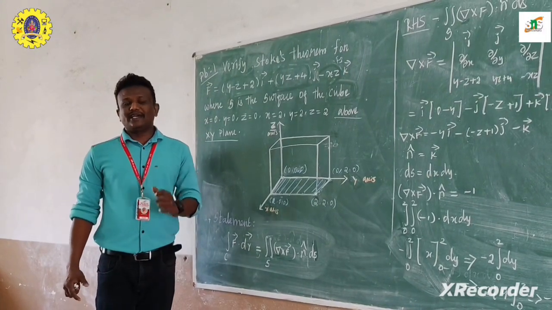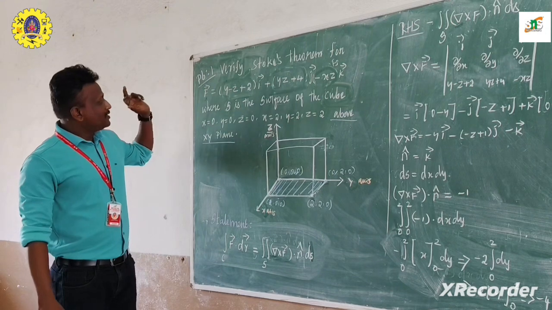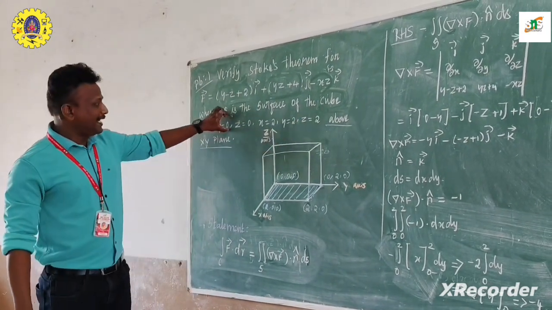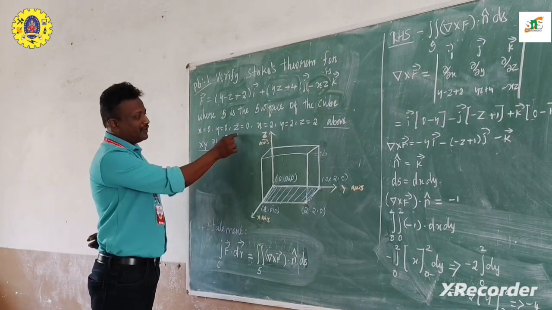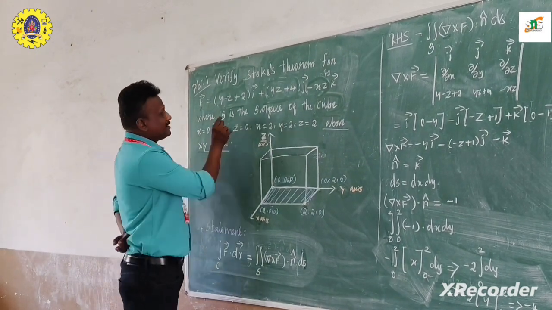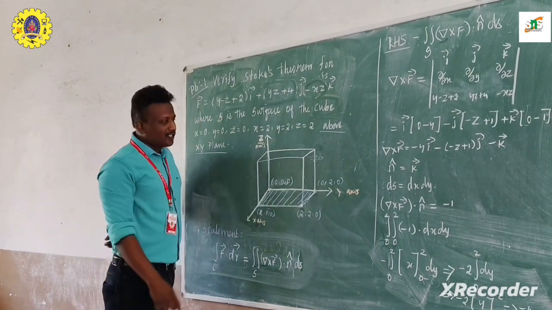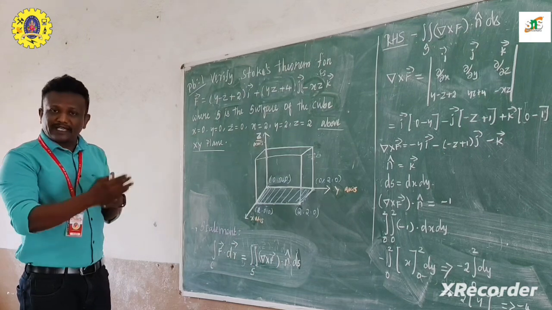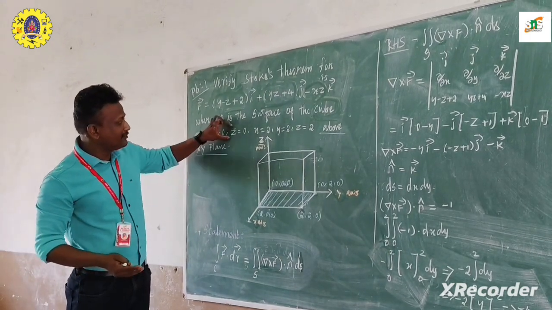Hello everyone. Today we are going to verify Stokes theorem for this F vector where S is the surface of the cube, for these boundary lines. First we have to draw the diagram for the given data. As the given surface is a cube, I have drawn a cube. Here we have to understand a lot so that we can proceed with our sums. So first we need to draw the cube for this given data.